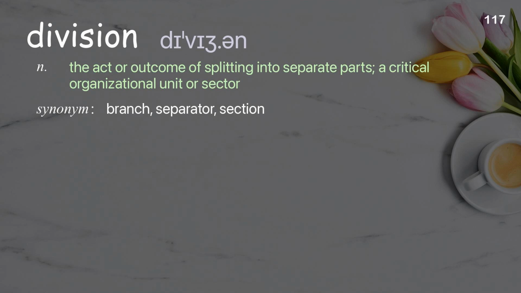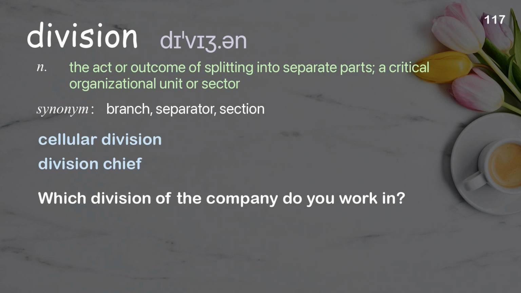Division. The act or outcome of splitting into separate parts, a critical organizational unit or sector. Examples: cellular division, division chief. Which division of the company do you work in?